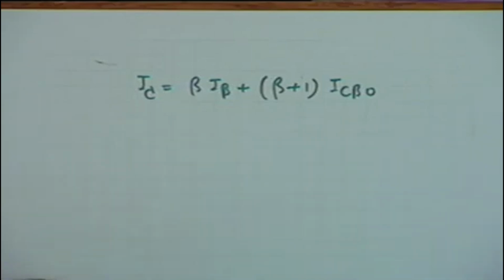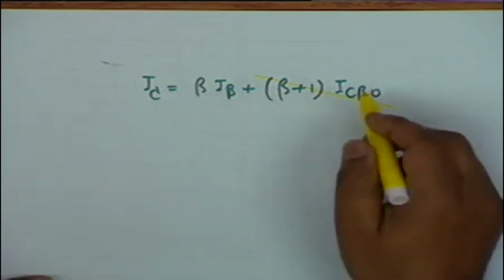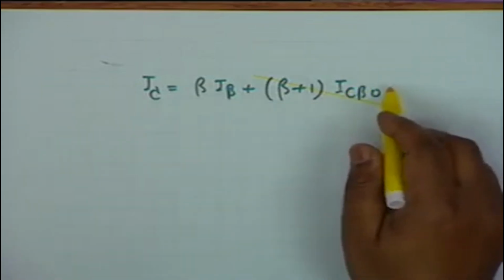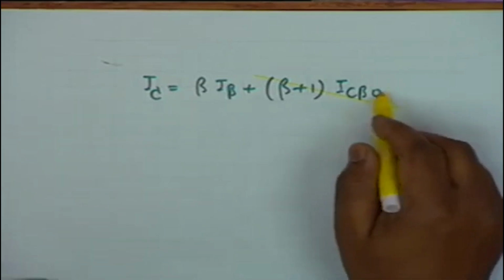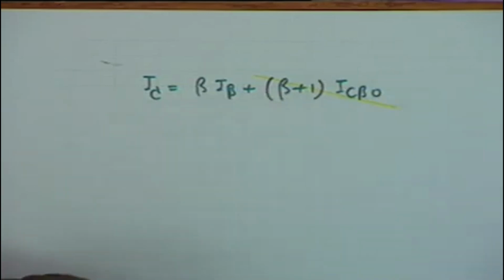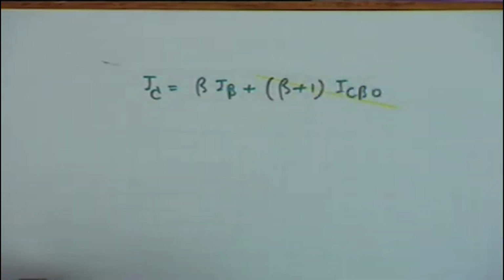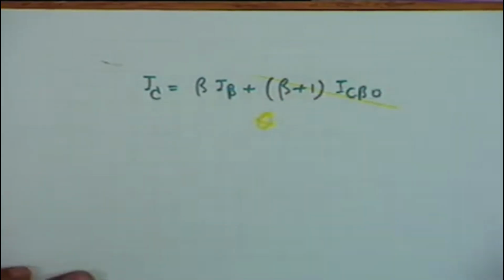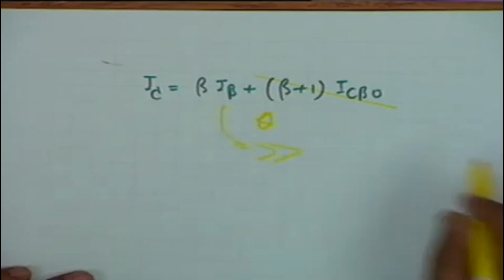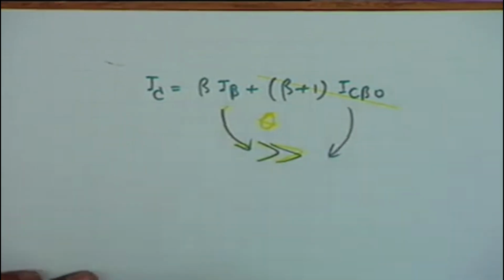And this is the ideal situation. Ideally, we don't want I sub CBO. Why don't we want it? Because I sub CBO is a function of temperature. This is one of the reasons. And the other reason is it does not change with I sub B. That is, if I inject a signal at the base, this quantity remains a constant. Nevertheless, the first quantity is much greater than the second quantity.